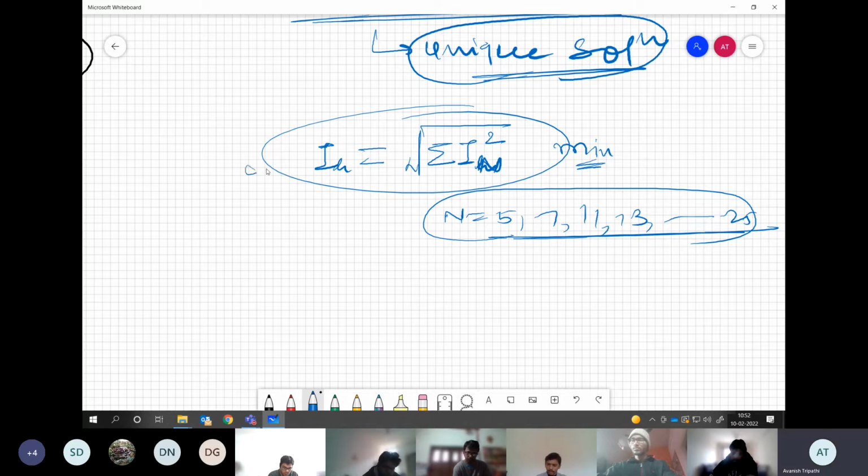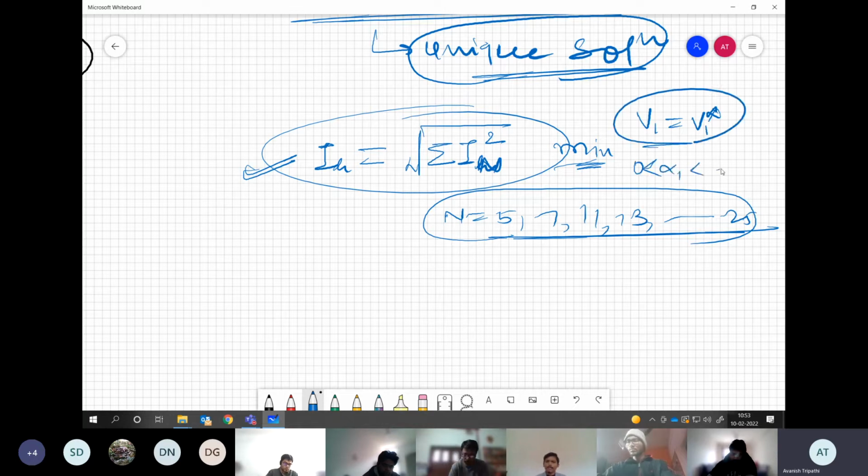So this could be another way. I want to minimize this. And other equations are also valid. Don't forget that. This V1 having a fixed value and the inequality constraint are all still valid. Only I am having this optimization problem over here.